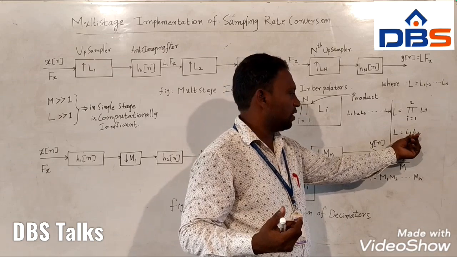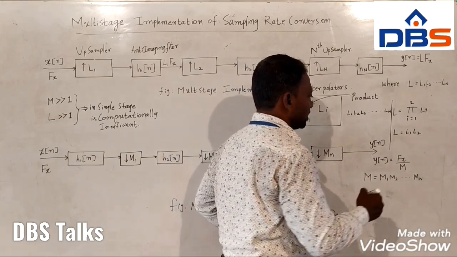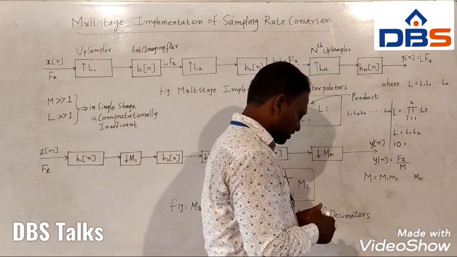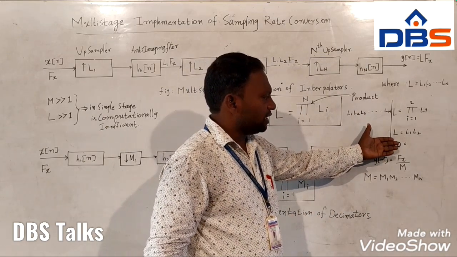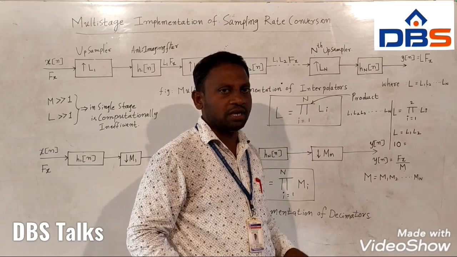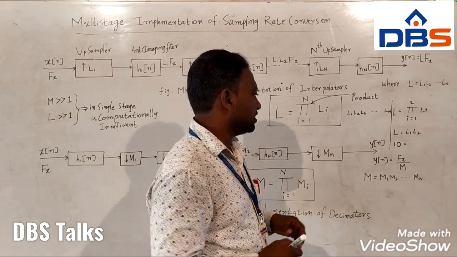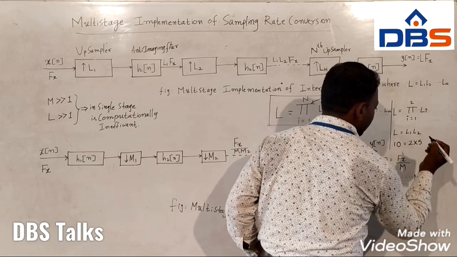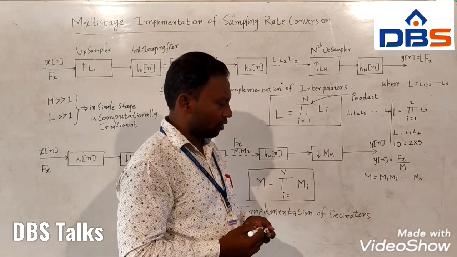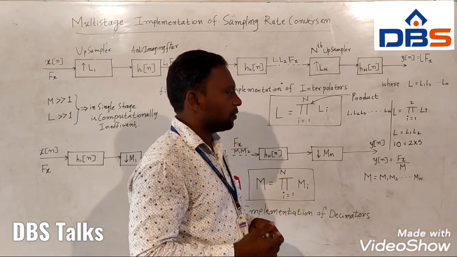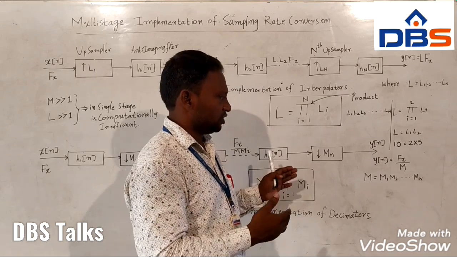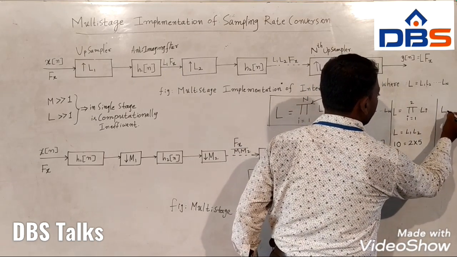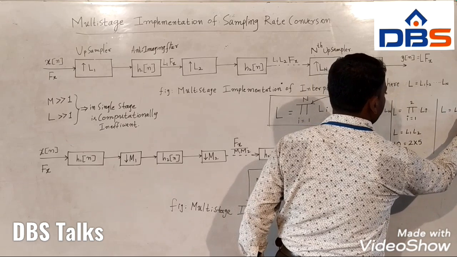Suppose, for example, you take n equal to 2. Then i is equal to 1 to 2, of Li. So capital L is equal to L1 into L2. What is the meaning of that? I am implementing the final interpolation L by using two sub-interpolators, L1 into L2.